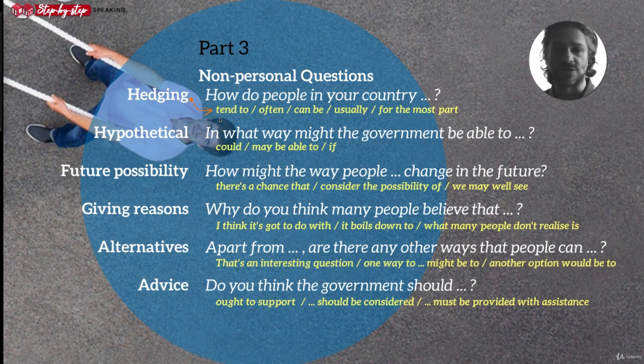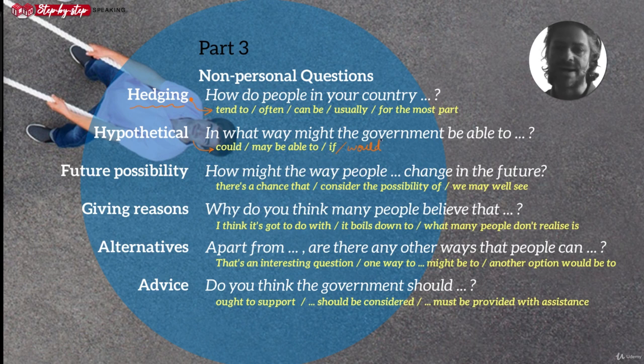Okay, now you've used tend to, usually, often. Okay, and this question, it's a present simple question, but they're checking if you're able to hedge. Usually, tend to, most people do this for the most part. Okay. The second type is asking about hypothetical situations, and these use the words would, we'll add that one there, could, may be able to, if.